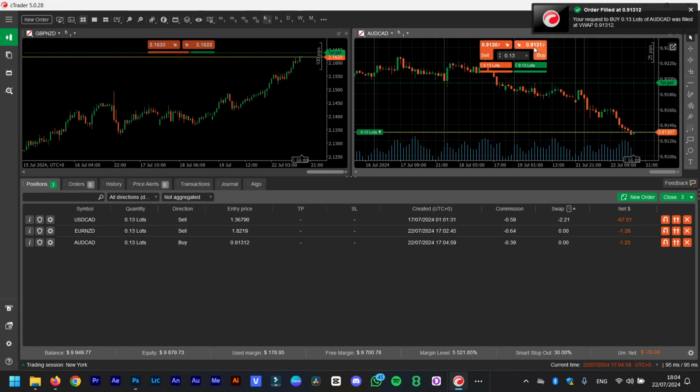Look what's going to happen to my margin. So as you can see, the same lot size, 0.13, AUD CAD, but my margin is actually above 3,000% now, because I'm not using CHF. So even at a higher lot size, I still have more margin than I would with a lower margin level, just because I had CHF.